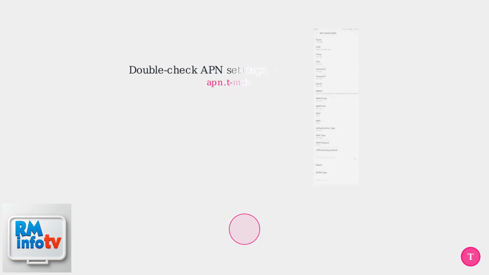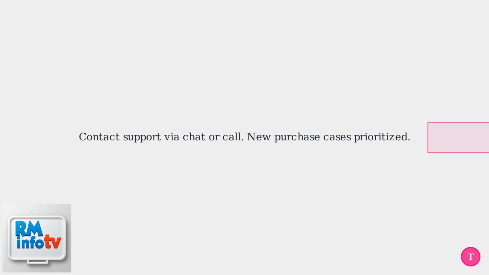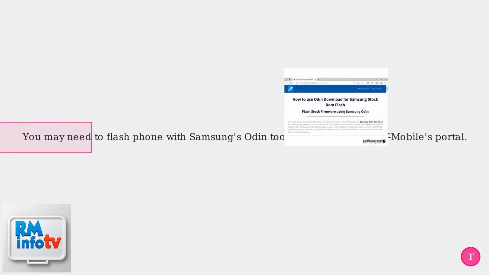If problems persist, double-check your APN settings. The correct setting is apn.tmobile.com. T-Mobile support now prioritizes new purchase cases. If you are still having issues, contact support via chat or call. You may need to flash the phone with Samsung's Odin tool and reactivate via T-Mobile's portal. This highlights the need for OEM involvement in carrier-specific fixes.